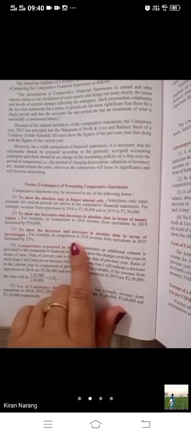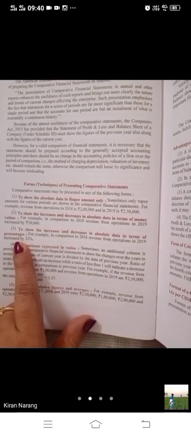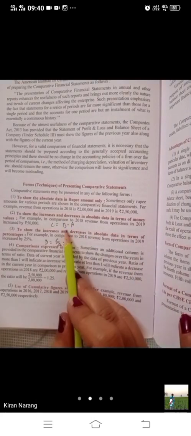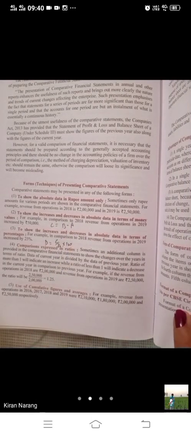Then show the increase and decrease in the absolute data in terms of percentage. This is column D. How is it calculated? C upon A into 100. And how is C calculated? B minus A. The data of the current year minus the data of the previous year.